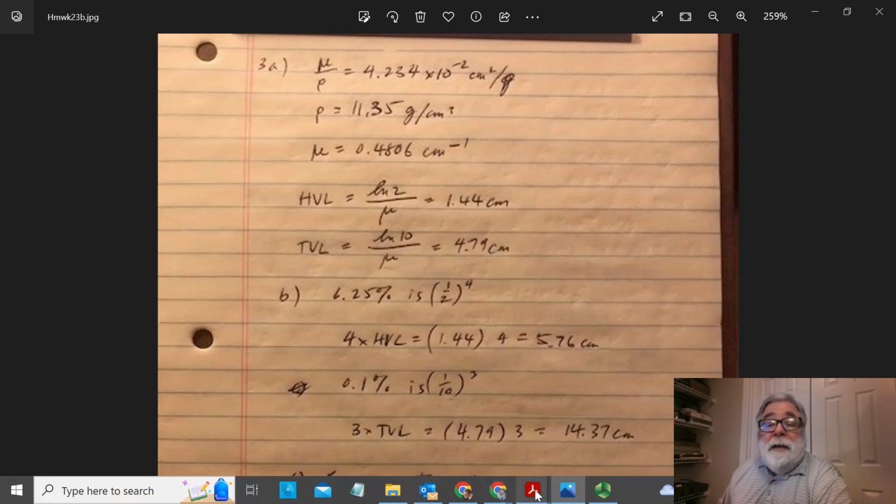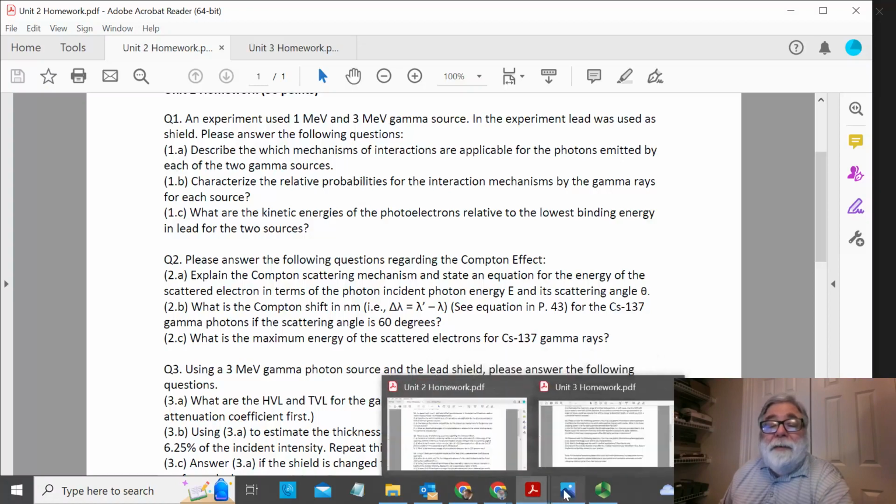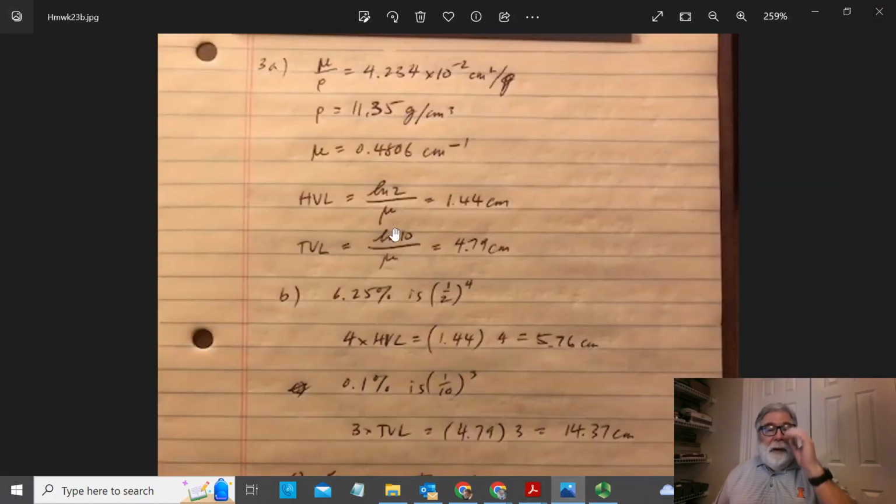Now, the other question it asked me was what the TVL is. TVL is tenth value layer. How much material will reduce the photons by a factor of 10? In that case, same thing, e to the minus mu TVL is equal to 1/10, so e to the mu times TVL is equal to 10. Take the logarithm of both sides, get the TVL alone. TVL is equal to the log of 10 divided by mu, which is 4.79 centimeters.